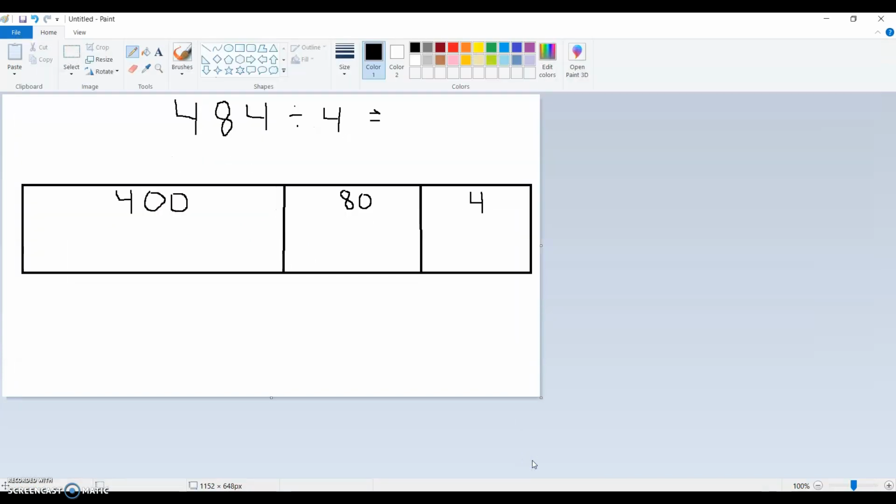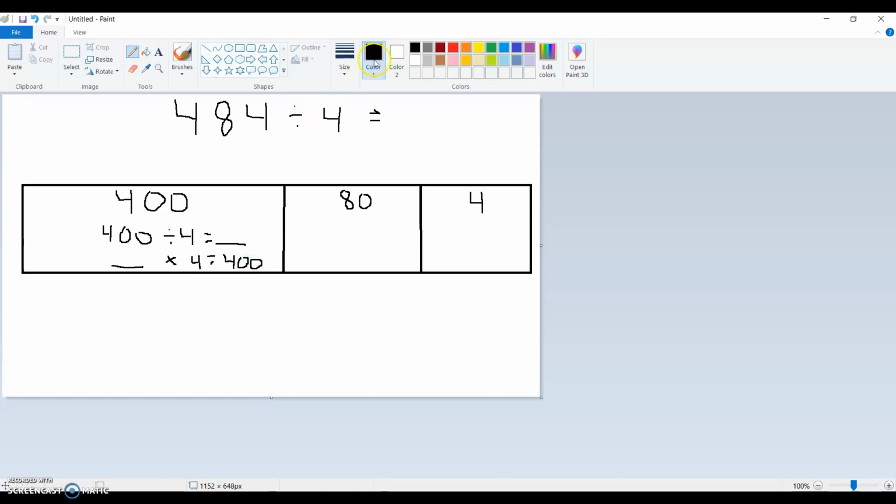Here is our box. So let's start with, in my opinion, one of the easiest parts. 400 divided by 4. Like we talked about earlier, multiplication and division are two sides of the same coin, which means you can always flip them around. 400 divided by 4 equals something is the same thing as something times 4 equals 400.